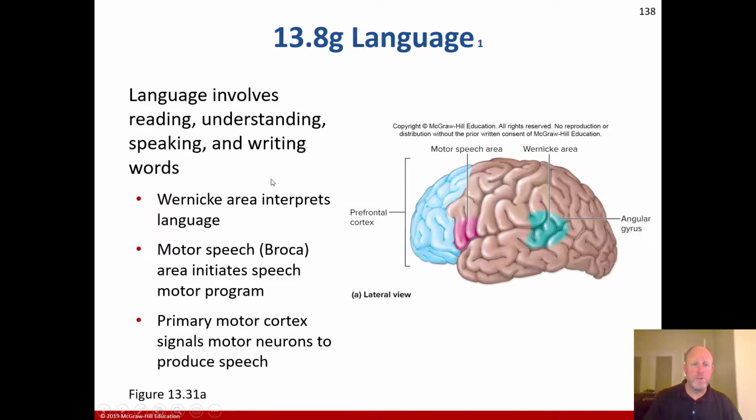Our language involves reading, understanding, speaking, and writing words. The Wernicke area interprets that language, okay? And basically the motor speech, or the Broca area here, initiates the speech motor program. There's the Wernicke area here, the central sulcus here, the angular gyrus here. Basically, the primary motor cortex signals motor neurons to produce speech. Okay?